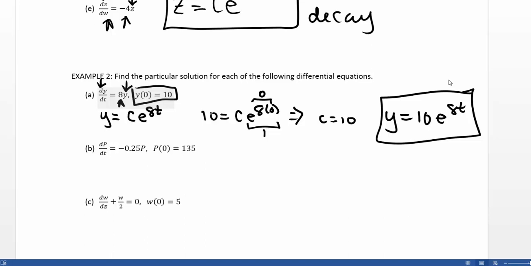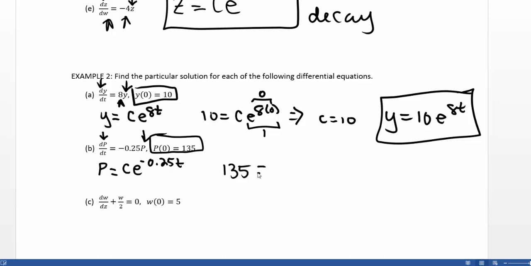Let's try part B. dp dt equals -0.25p. So again, my dependent variable is p because that's what's on top. And that matches what's on the right. So I have an exponential solution here. So that means my general solution is P equals CE to the negative 0.25t. And now I can get my particular solution by using my initial data here. So when time equals 0, P equals 135.